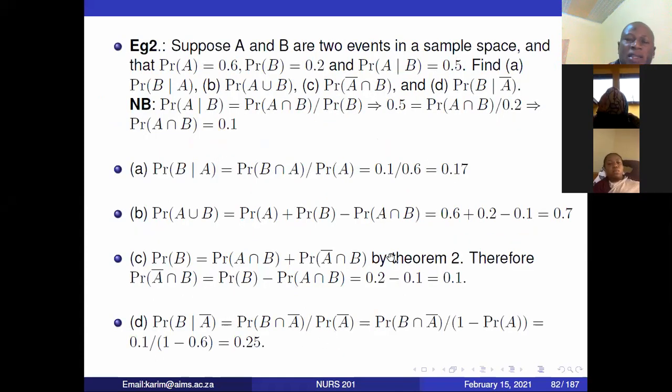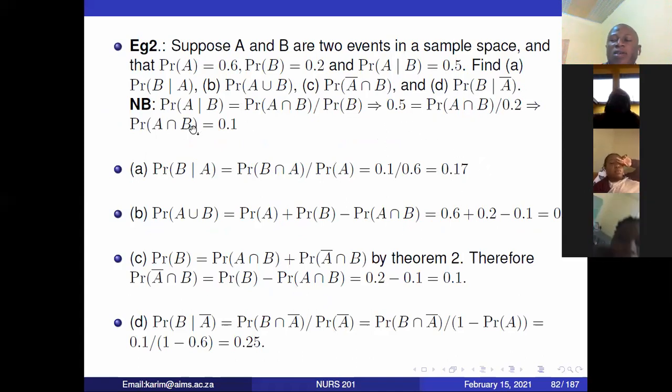Now let's take another example. Suppose that you have been given a problem and you are able to formulate your probabilities out.